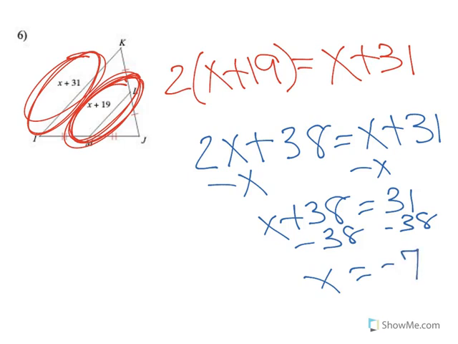Now, can x be negative? Yes. But if you stick it back in, the side can't be negative. So if you stick your negative 7 in there, we end up with 12, which is acceptable. If we ended up with negative 12, that would be, you did something wrong, okay?